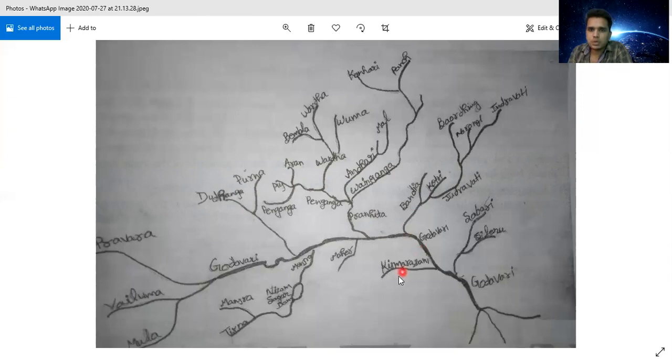Next from south, Kimara Sani, and it is the tributary of Godavari, and then Sabri. Okay, this river is named after a character of Ramayana, that is Sabri. Why is Sabri very important in Ramayana? Can you guess?